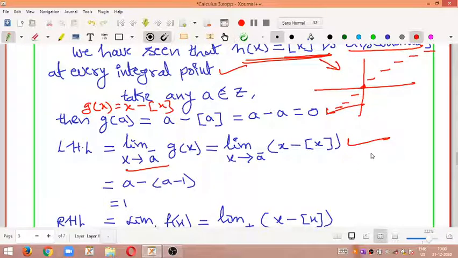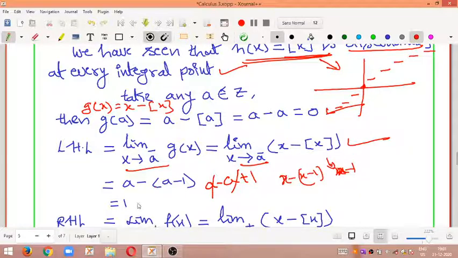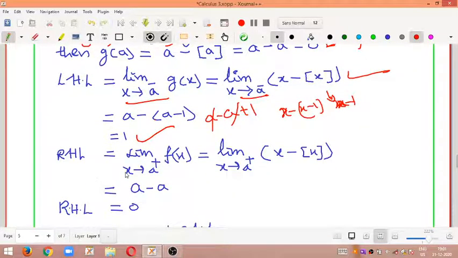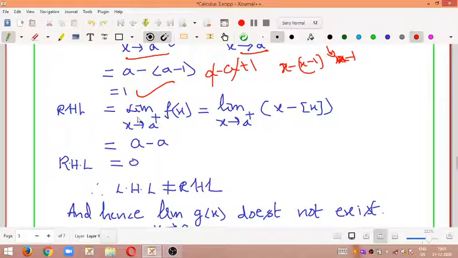A minus means we want to take this greatest integer function value as x minus 1. So that's why the function value in this case is x minus 1. By substituting x as a, we get a minus (a minus 1); by splitting, a minus a plus 1, where a minus a gets cancelled, and 1 will come. Next, the RHL value: limit, right hand limit as x tends to a plus of f of x, that means the limit as x tends to a plus of x minus greatest integer x.